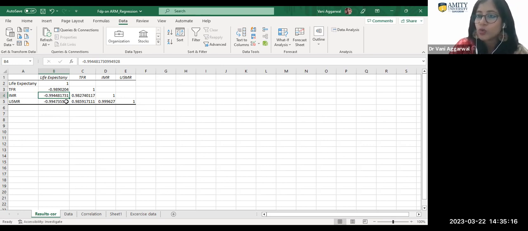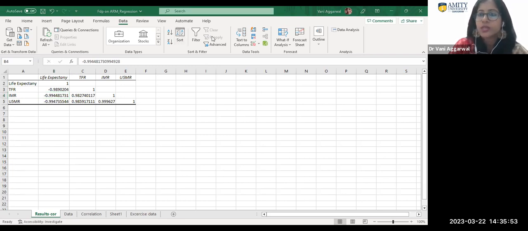Negatively means if you decrease the infant mortality rate, then you can increase the life expectancy. They are inversely related, because there is a negative correlation. If we speak from the economics point of view, price and quantity demanded, the law of demand, is negatively correlated. So if you check the relationship between price and quantity demanded, you will get a negative correlation.